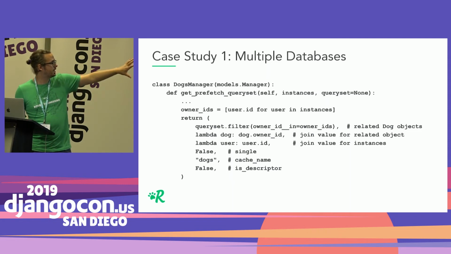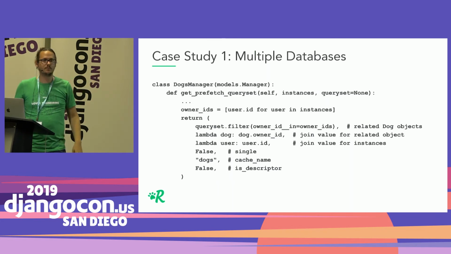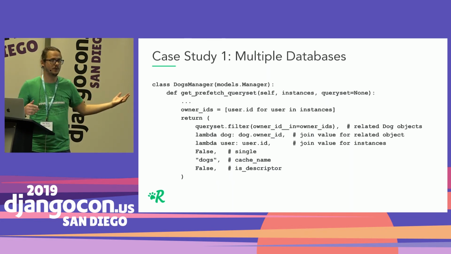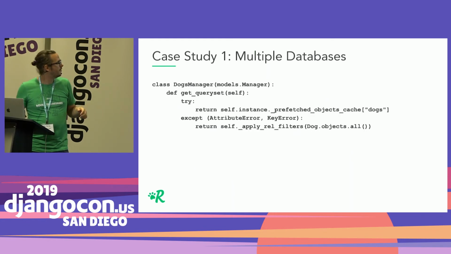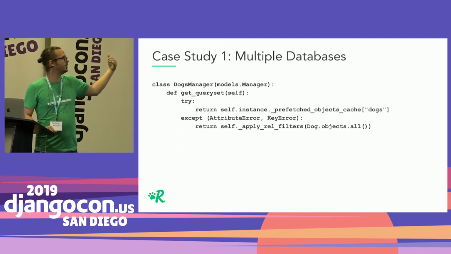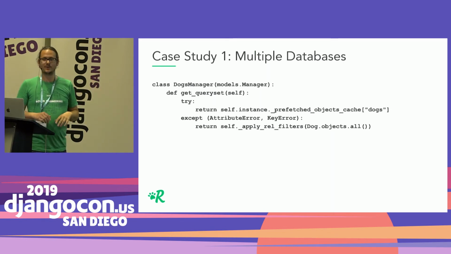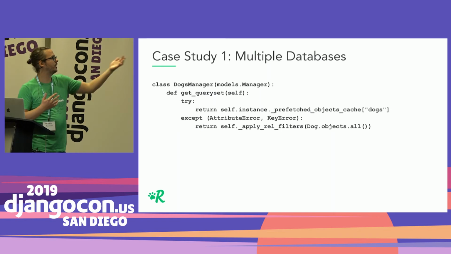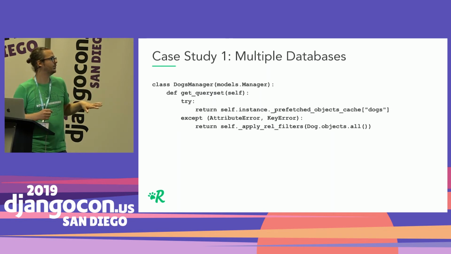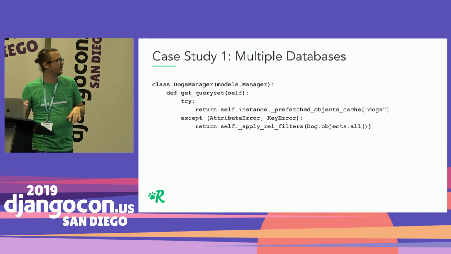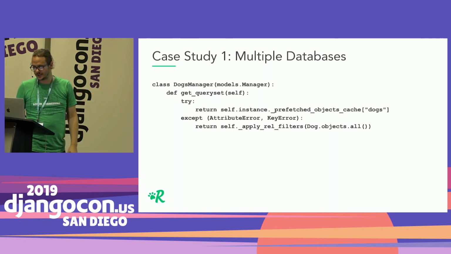And this basically is everything you have to specify to the prefetch related system in order to get the things that we want to work. And then finally, we also need to implement this getQuerySet method, which first tries to access the dogs key in the user's prefetched objects cache attribute. So when we perform the prefetching, we'll get a list of dogs, and the prefetch related system will put it, for each user, in the dogs key in their prefetched objects cache attribute. If it's not there, then we apply the default behavior of the manager.